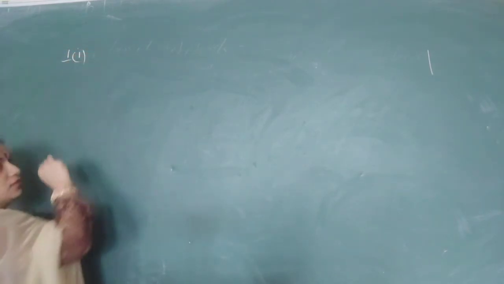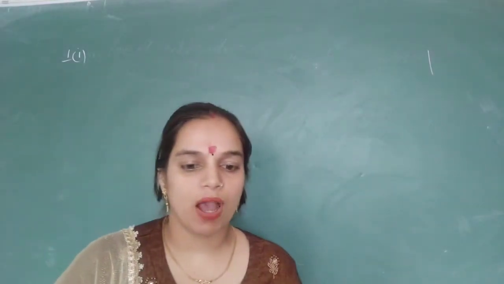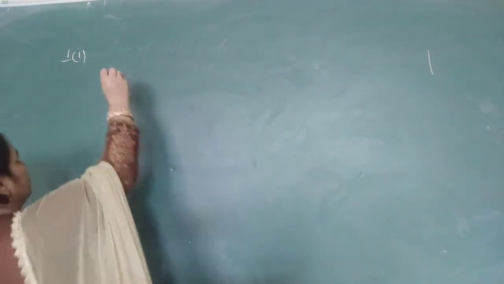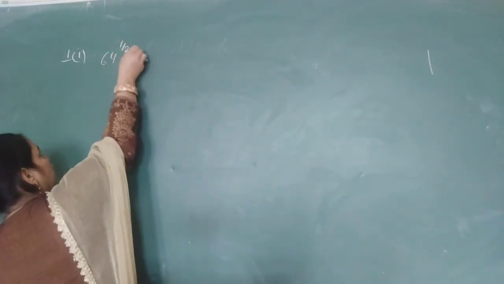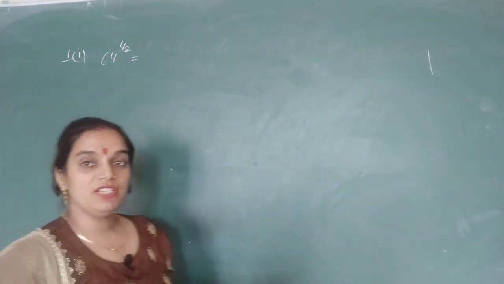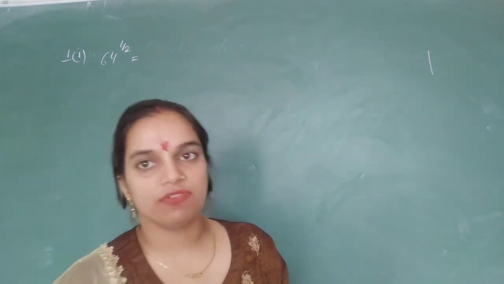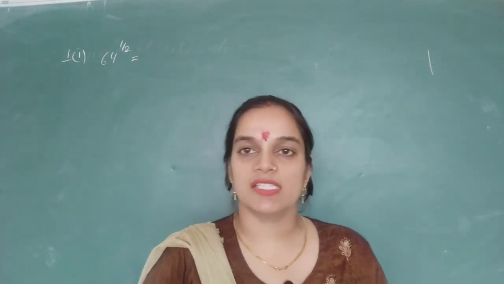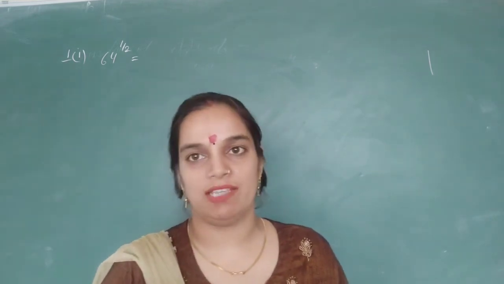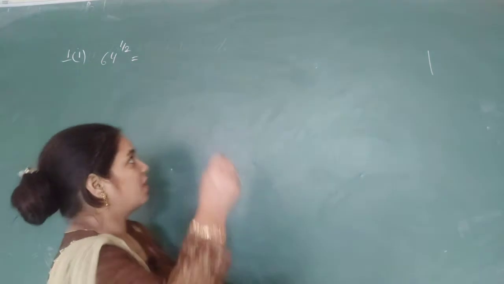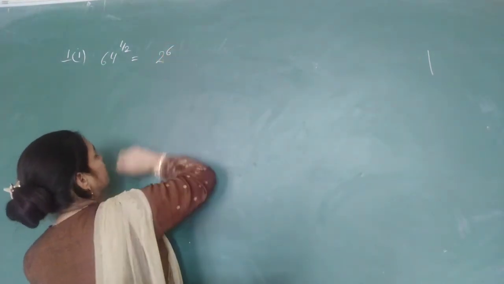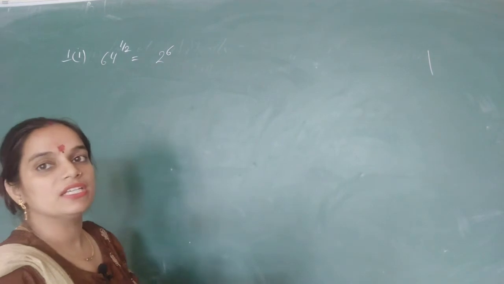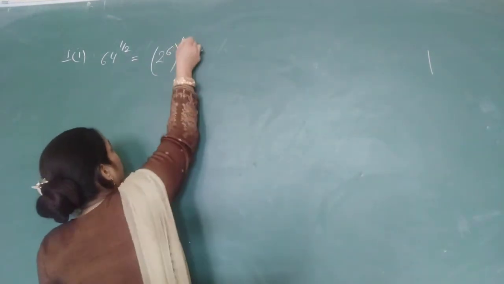Let us discuss its first part, in which there is power of 64 is 1 by 2. Now we will prime factorize 64. After doing the prime factorization of 64, we will say 64 is the multiplication of 2 six times. So we can write it as 2 raised to the power 6. At the place of 64, you will write 2 raised to the power 6, and there is a power of 1 by 2.